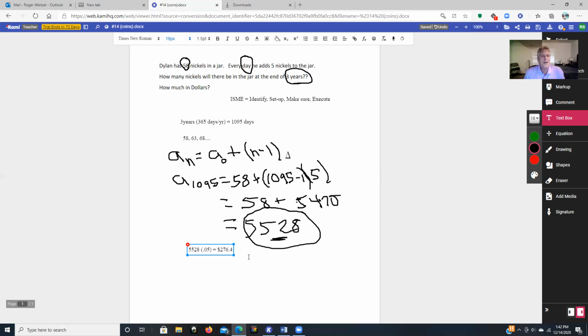So one of the things this illustrates is that we started out with 5 nickels, which is a quarter. Not a lot of money, but we started with a quarter and we added a quarter every day. If we did that, after 3 years, we'd have $276.40. So the point of this, or one of the points of this, is consistency. If you are consistent about adding a quarter a day, after 3 years, you'll have $276. So it pays to think a little bit about the future.